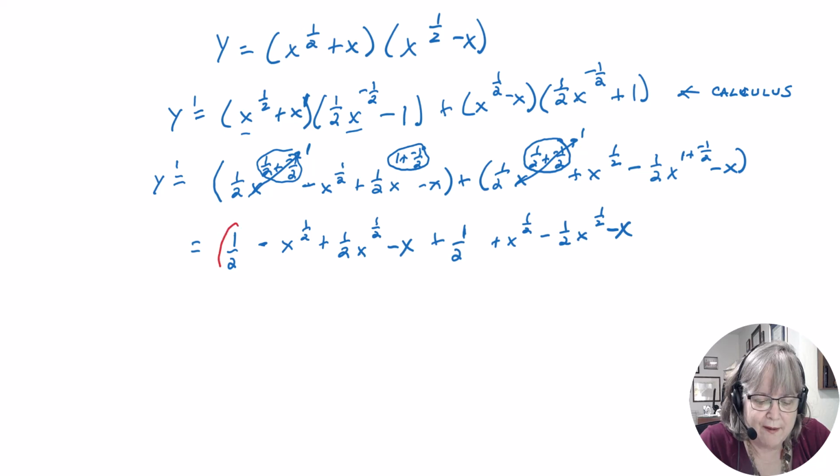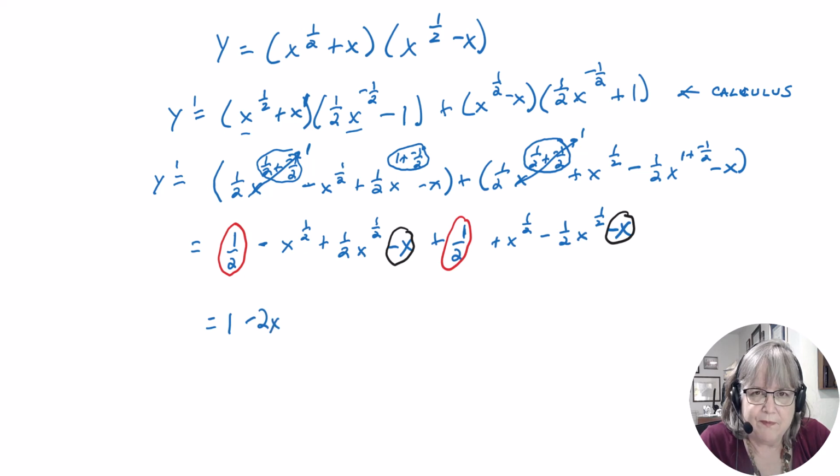Here's your 1/2, and here's another 1/2. So those two make 1. Okay? And here's a minus x, and here's a minus x. So that makes minus 2x. You hanging in there? Okay.